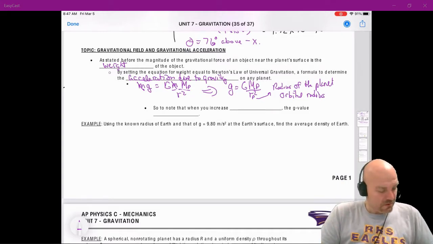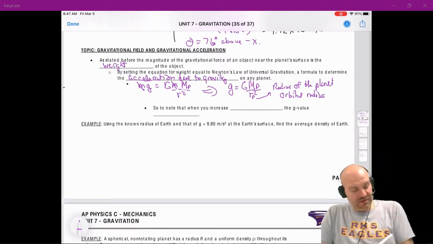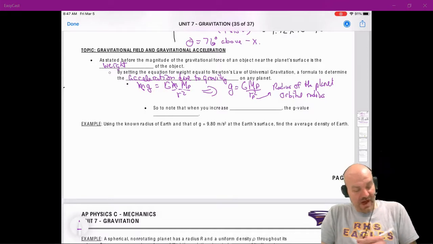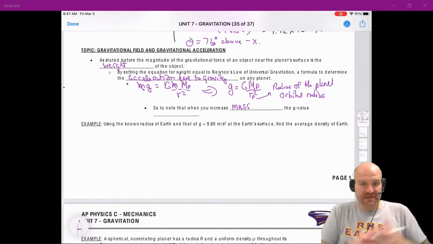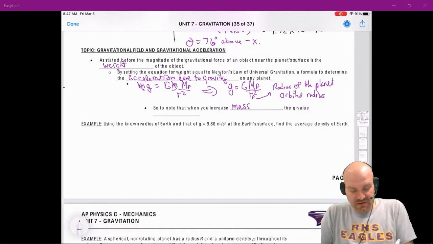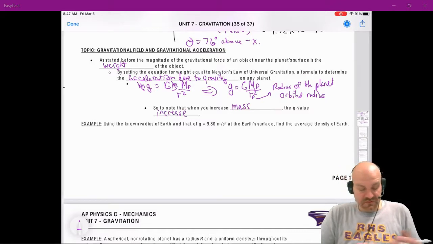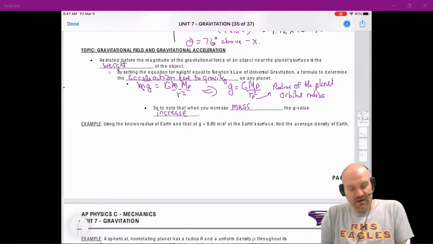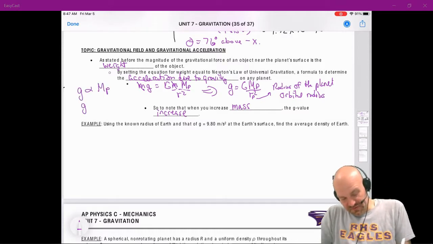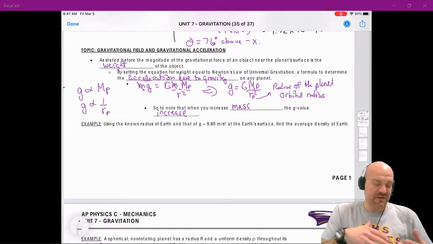Okay, so one thing to know is that when you increase the mass of the planet, the g value will also increase, right? And so those are really the two things the g value depends on: it's directly proportional to the mass of the planet and inversely proportional to the radius of the planet. So if I increase the radius of the planet, I actually decrease the value.